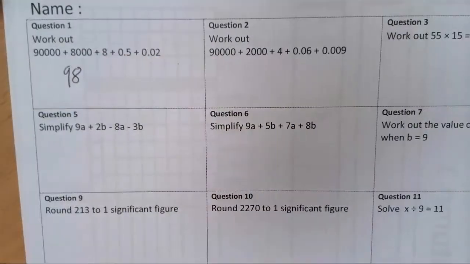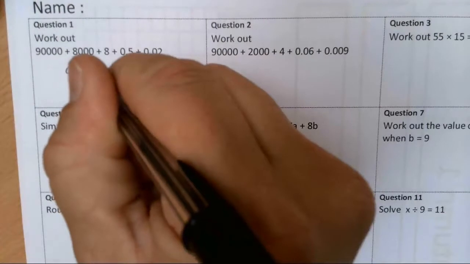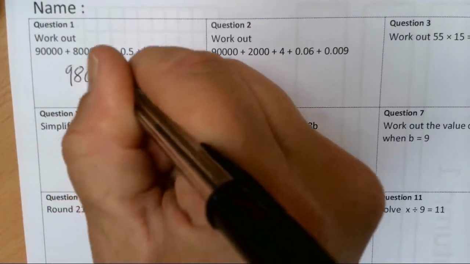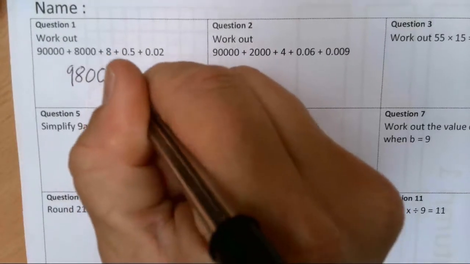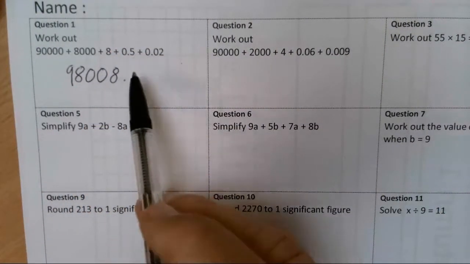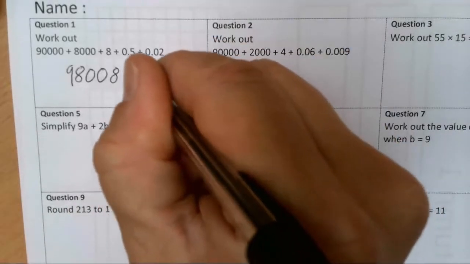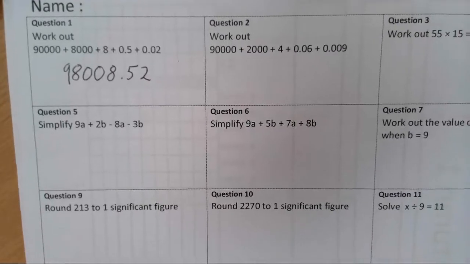Now this is the bit where people may go wrong. There's nothing in the hundreds column and there's nothing in the tens column. So we're going to have 2 zeros, a 0 in the hundreds column, a 0 in the tens column. Then I've got an 8, and that's the tenths column, so I'm going to have a 5 there. And that's the hundredths column, so I'm going to have a 2 here.